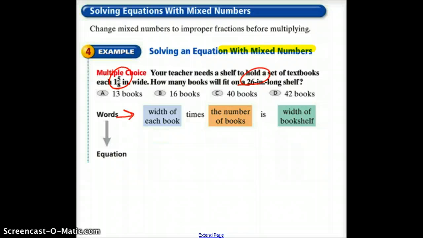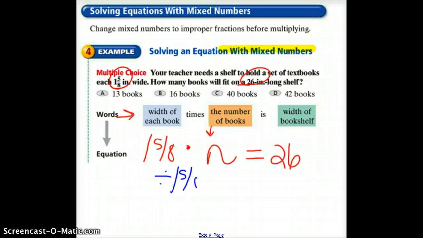So looking at our words here, the width of each book is 1 5/8. We're going to multiply that by the number of books we can have, to see the width of our bookshelf is 26. So we're solving for n. We want to know how many books. Basically, I'm going to quickly divide by 1 5/8 on both sides so that I can get n by itself.